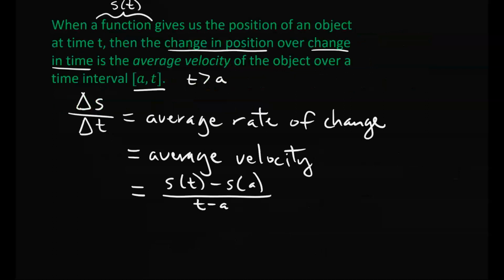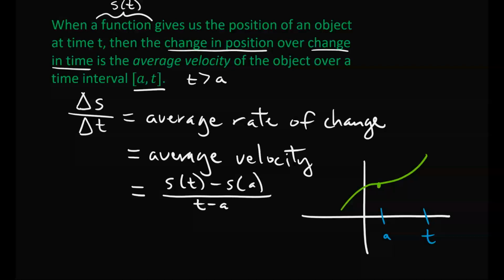And if you'd like to see a graph of that, we can just sketch something real quick. So if this is a and that's t, and then maybe that's our function, right? So that's s of a, that's s of t, and that's our function s. Then you can see that s of t minus s of a is the change in y, and t minus a is the change in x.